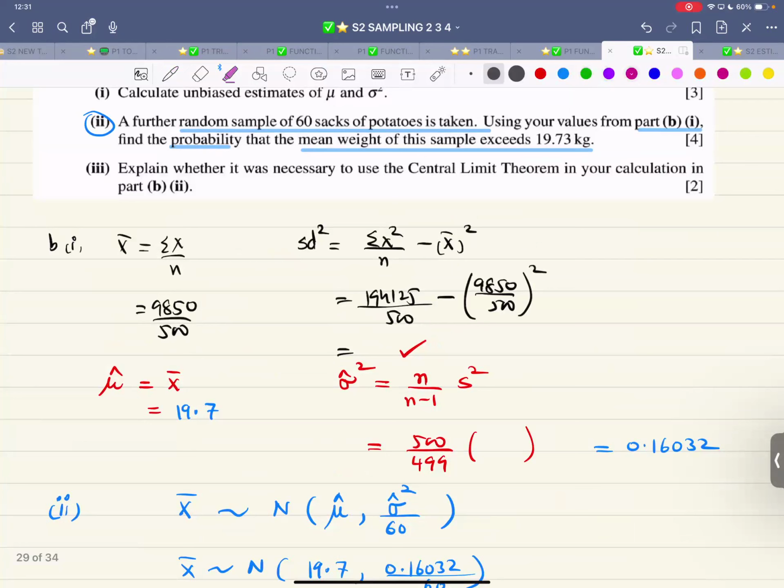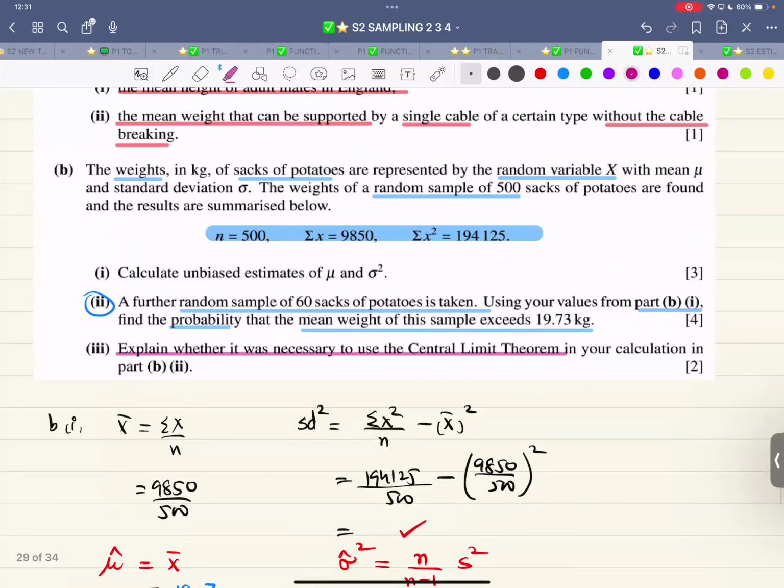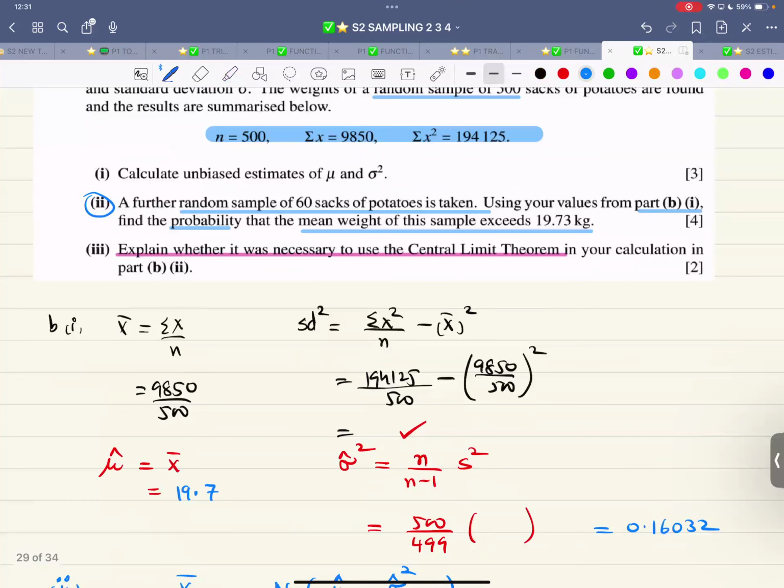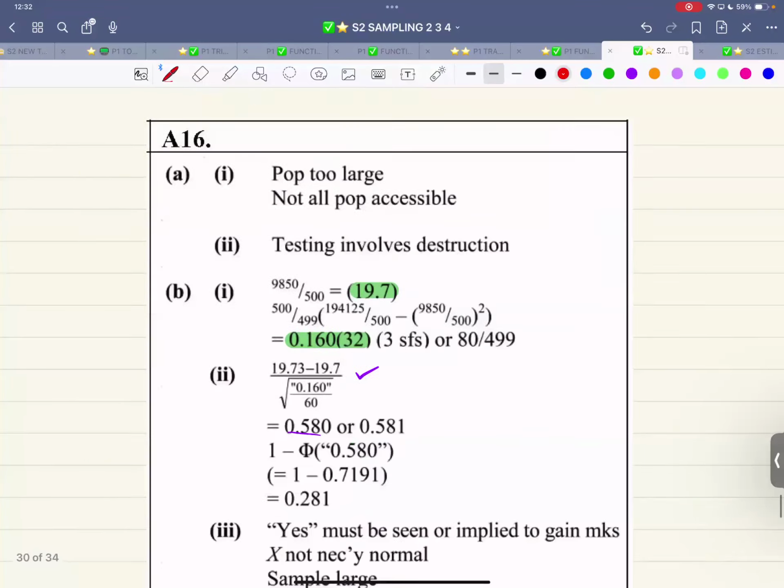The third part. Now it says explain whether it was necessary to use the central limit theorem. Does it say that it follows a normal distribution? No, it did not. So yes, it's necessary. It's very, very necessary to use the central limit theorem. Why? Because the distribution was not normally distributed. But since the sample size is large, therefore CLT is applicable. Now this thing is done.